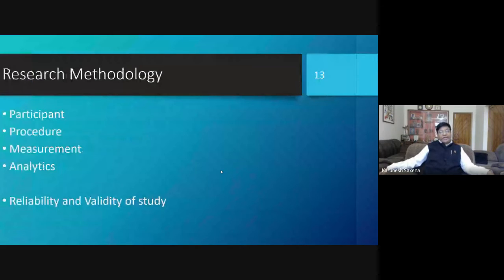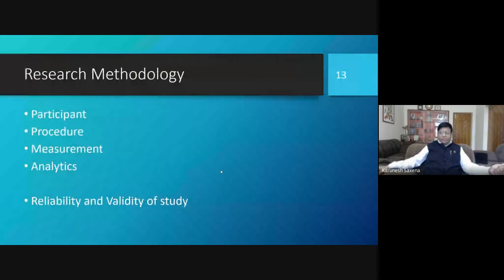Then comes the next section. As I said, we are developing a template for an empirical paper, which is quite commonly written. That is why I have chosen this. Research methodology will cover who the participants will be.